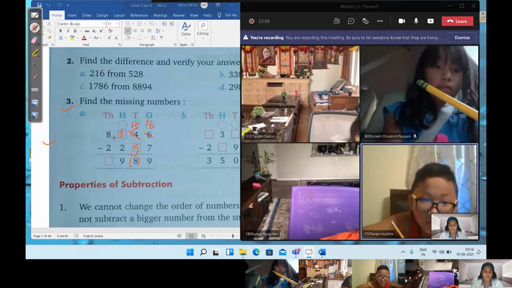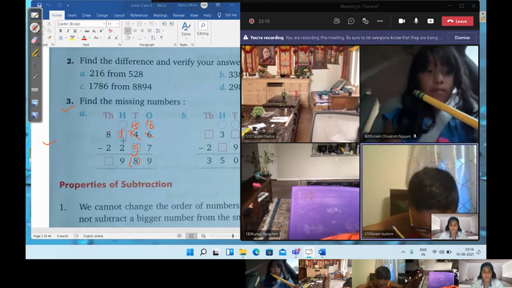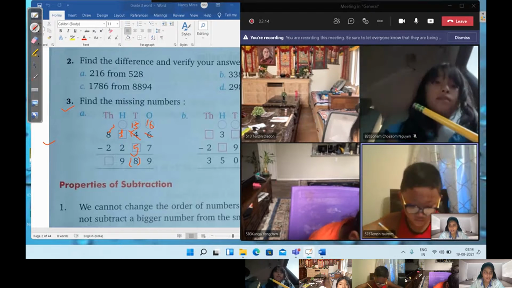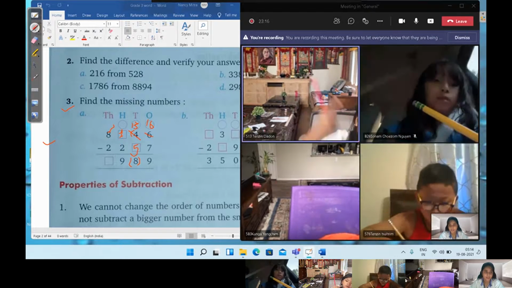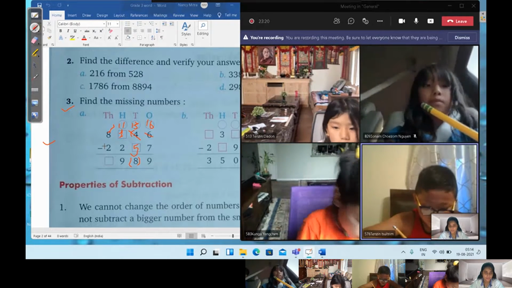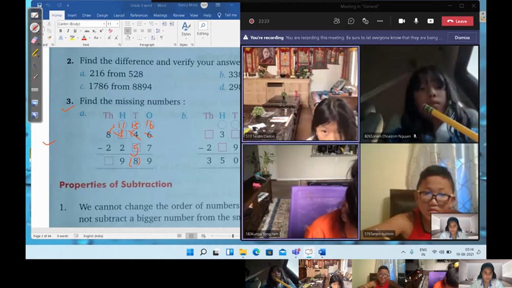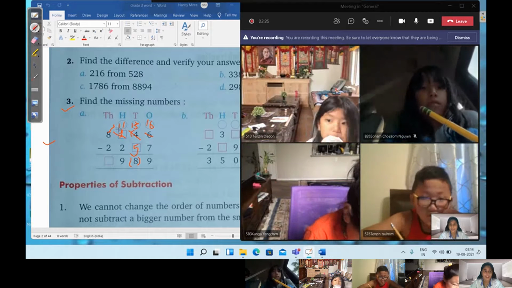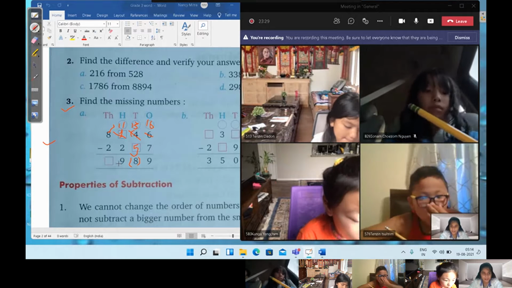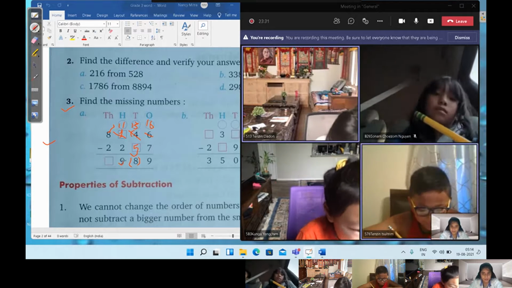Now we can't subtract 1 from 1, so we have to take carry again. We have to take carry 10. It means it becomes 11. Yes or no? Yes. So this one is cancelled. Now we have 11. We have to subtract 2 from the 11. Now we get 9.